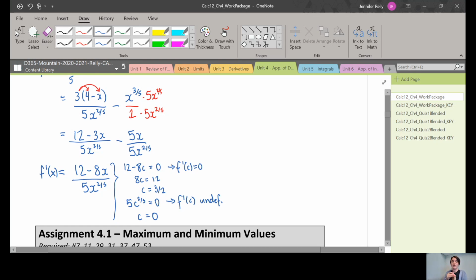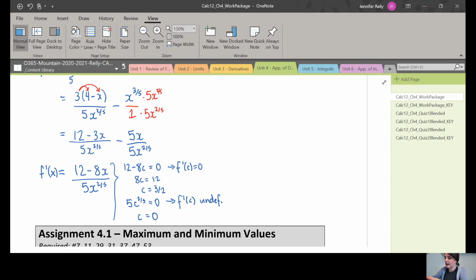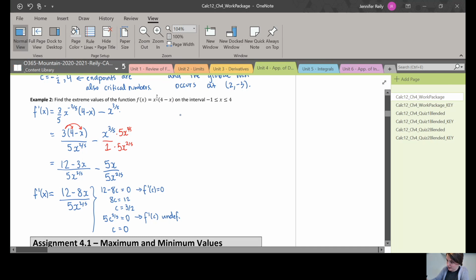I've also got 2 endpoints as well. So I've got 4 critical numbers. Just going to zoom out a tiny bit so we can see the whole thing. So here are my critical numbers. I've got my 2 endpoints, -1 and 4. I've got the point at which the derivative is 0, 3 over 2, and the point at which the derivative is undefined.